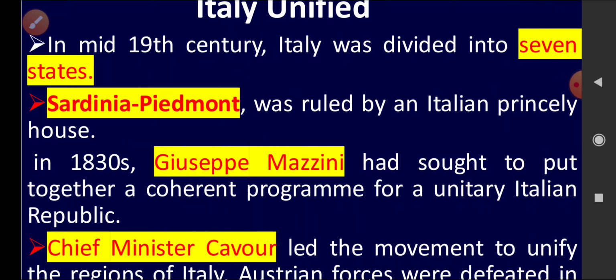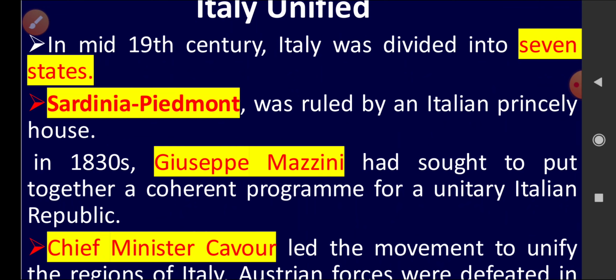Only one, Sardinia Piedmont, was ruled by the Italian princely house. Whereas the north was under the Austrian Habsburg Empire, the center was ruled by the Pope, and the southern region of Italy was under the dominions of the Bourbon King of Spain.